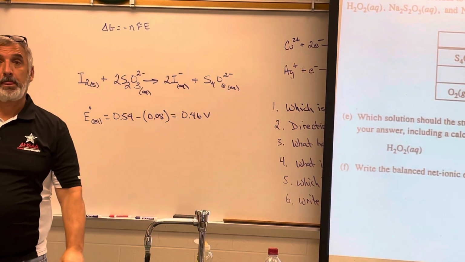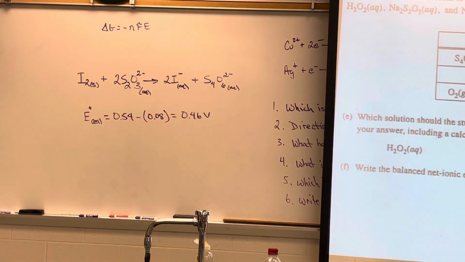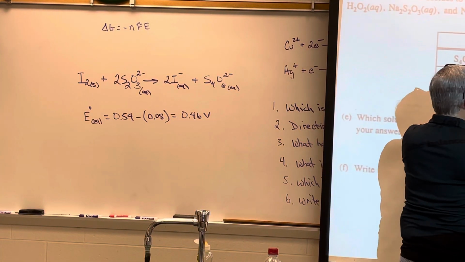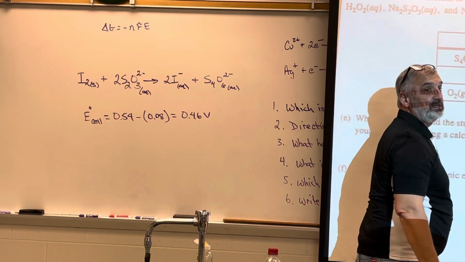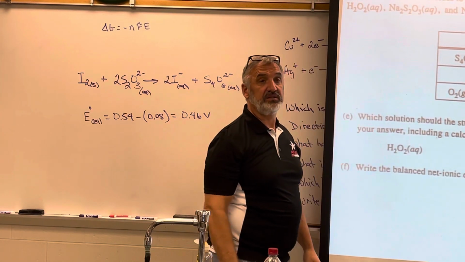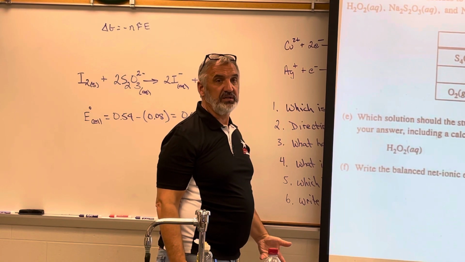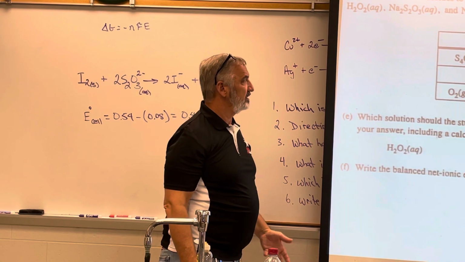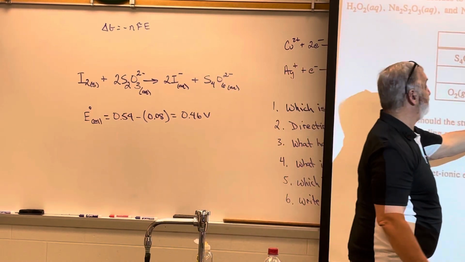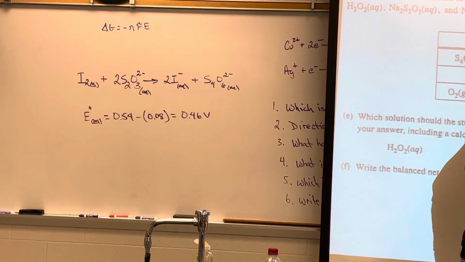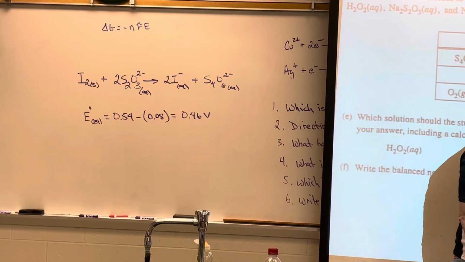Okay? Yes, sir. Why would it not be, why is it sort of... Okay, because it's got a greater E cell, so that means it's gonna want to go this way, so it's gonna cause the I minus to get oxidized. But it's gonna be negative if you go the other way. But you can't make it go the other way. If we made this go the other way, then it's gonna be 0.54 minus 0.68, which is gonna give me a negative E cell, which is not thermodynamically favorable.